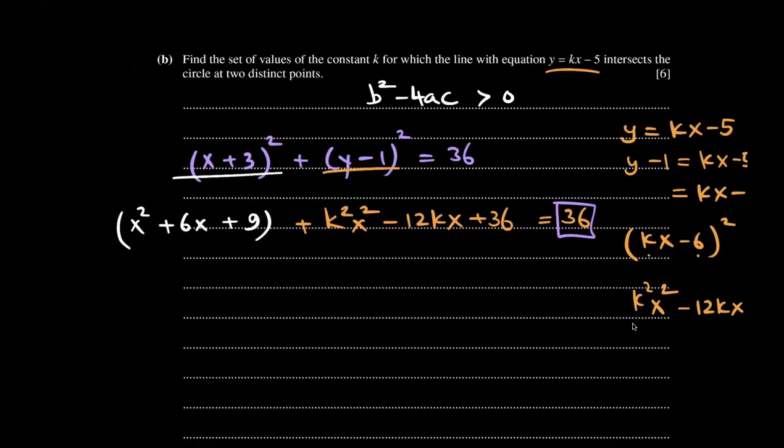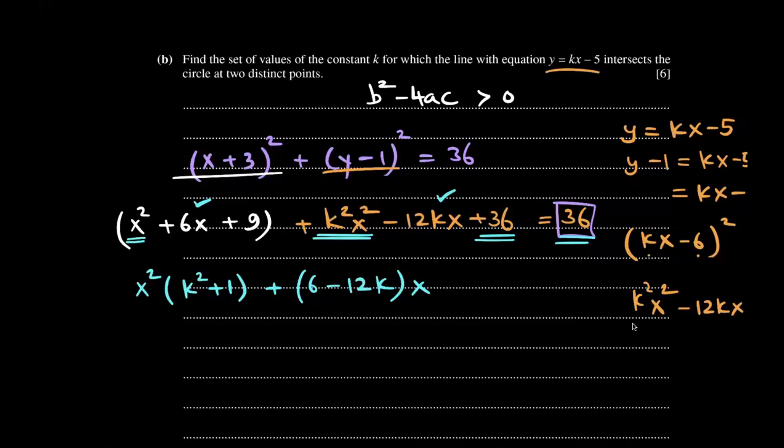And now let's simplify it. So this 36 gets cancelled. And we have x², and this is k²x². So which is x squared, the coefficient is k² + 1. And we have 6x and -12kx. So let's write this thing as 6 - 12k. This is the coefficient of x. And then we have a 9 over here, and that's all about it. And this is + 9 equals to 0.